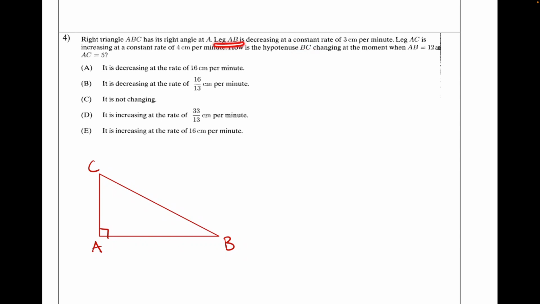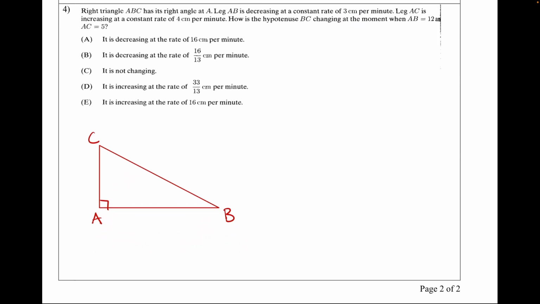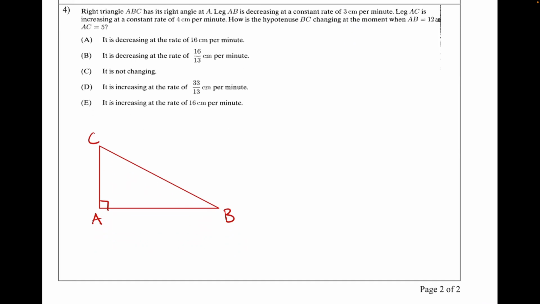It says leg AB is decreasing at a constant rate of 3 centimeters per second. So I don't want to use A, B, and C because I think it will be confusing with our A, B, and C. I'm going to use X, Y, Z. If that's okay with everyone else, I'm going to call this X and Y and Z.